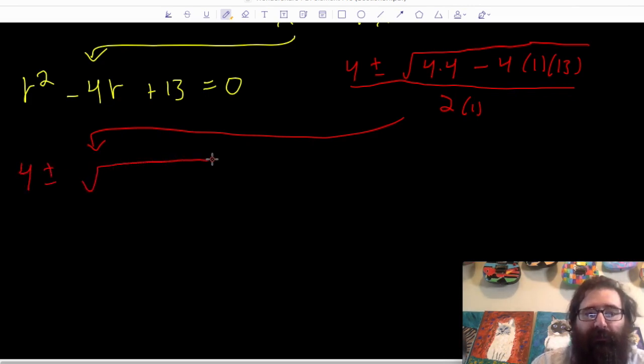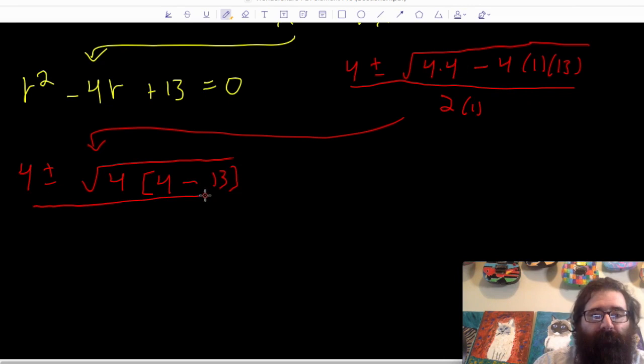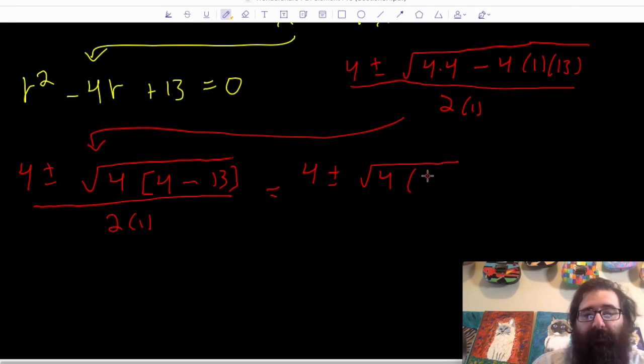So what I can actually do is factor a 4 out, and I'm left with this 4 that I left behind, minus, I'm left with 1 times 13, which is 13. And then all over 2 times 1. And this just makes it a little bit more manageable to do by hand. So we got 4 plus or minus the square root of, and here we have 4 times, now 4 minus 13 is going to give me negative 9, so I can't avoid all the arithmetic, but most of it.